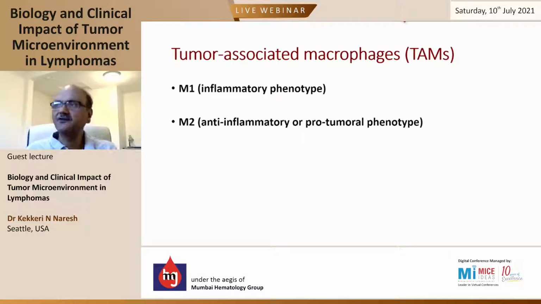Then you have two types of macrophages. As I said, one is the M1 macrophage, the inflammatory type of macrophage, which suppresses the tumor cells. And then you have the anti-inflammatory pro-tumoral macrophage, which is the M2 macrophage. And the distinction of these two is quite important.